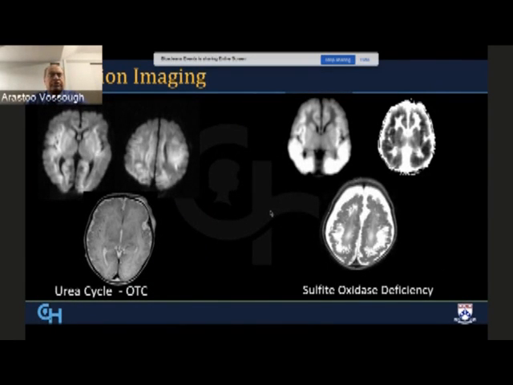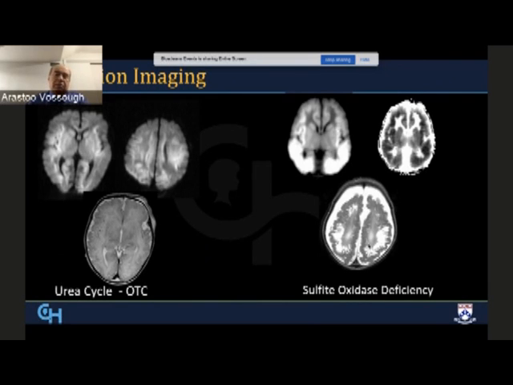However, many other disorders can have changes in diffusion imaging, so-called restricted diffusion or reduced diffusibility. This is a young patient with a urea cycle disorder, OTC, and you can see the diffusion changes in this pattern, and you see the T2 signal abnormalities as well. This is a neonate with sulfite oxidase deficiency, and we can see the marked restricted diffusion in these select structures, and later on they became encephalomalacic.